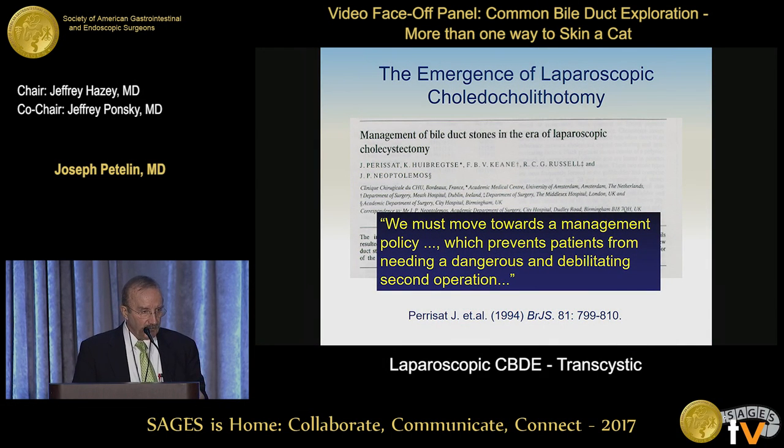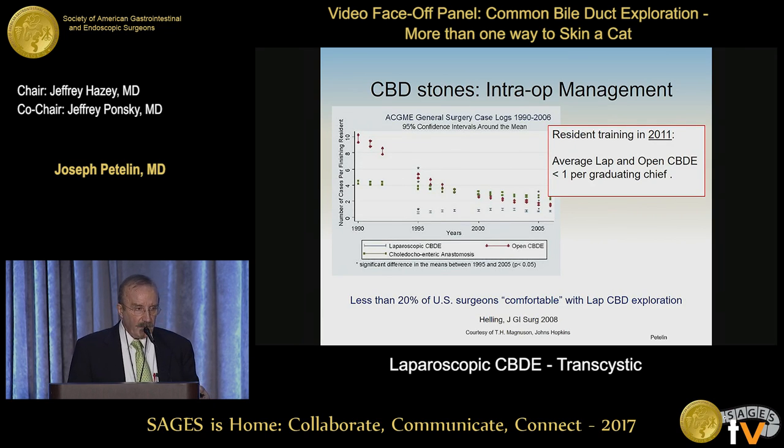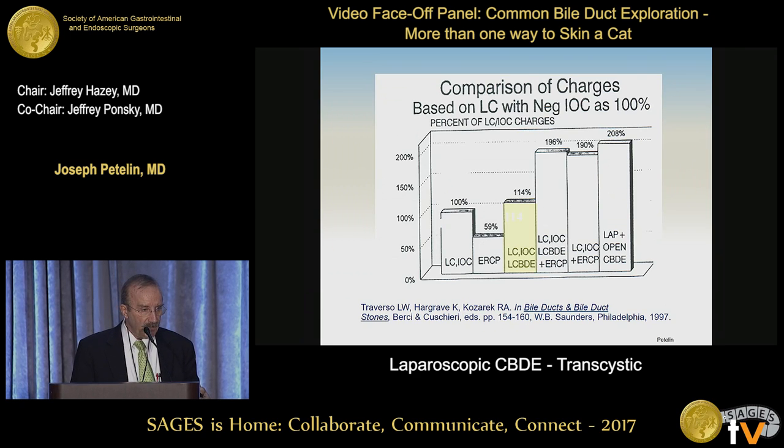23 years ago, the European Association of Endoscopic Surgeons produced a consensus paper that said we need to be able to do this in one setting rather than have a subsequent ERCP. However, what we're seeing in the United States, this is from a paper that Tom Helling did in 2008, and then Tom Magnuson gave me this slide. In 2011, graduating surgical residents usually had less than one common duct exploration, open or laparoscopic, under their belts. So obviously we need to change that.